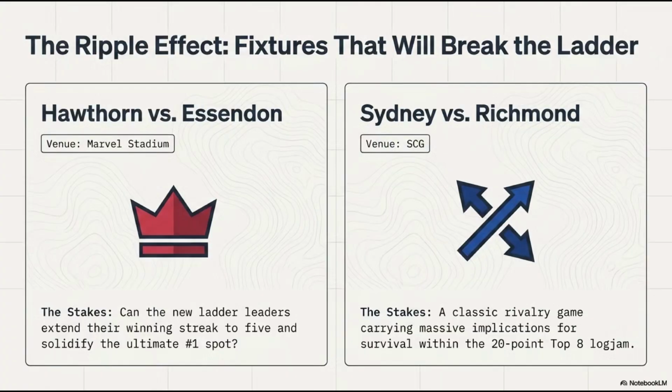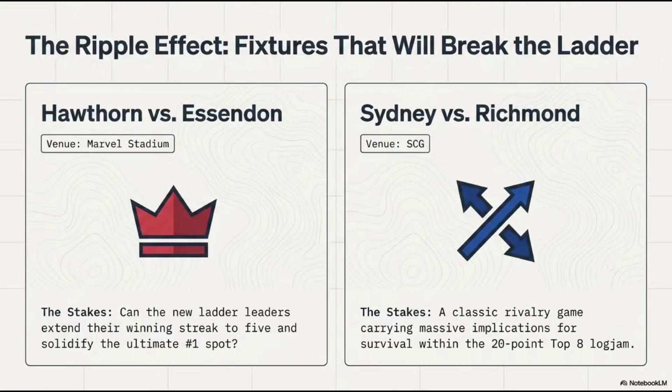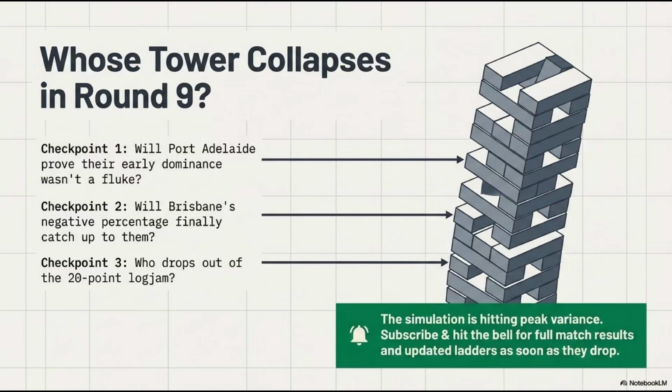Wow. So a single dice roll in Sydney changes the mathematical reality for a team playing hundreds of miles away in Geelong. It is a total cascade effect. The margins are so incredibly thin that you aren't just playing your opponent, you're playing the ripple effect of every other game in the round.